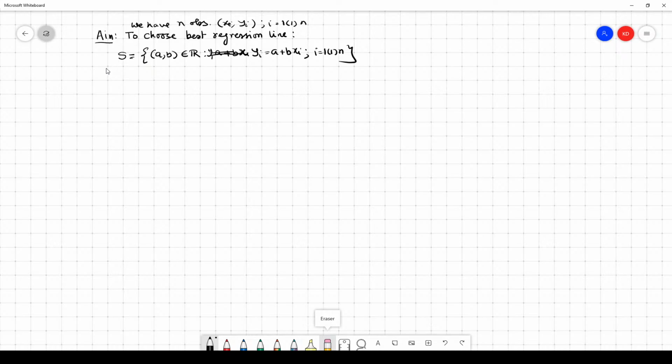So best means what? Because we want to predict y, the true value of y minus the predicted value of y gives you the error, or residual.